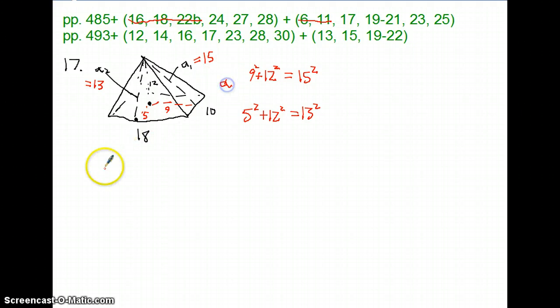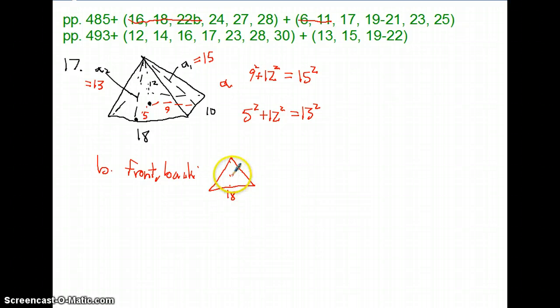That's an A. Part B is find the lateral area of the pyramid. Well, I would probably do this by counting up the triangles. Front and back are going to be triangles that look like this, that have an 18, a height of 13, and I guess that's it. There's 2 of them, so let's do that. 2 times half times 18 times 13.